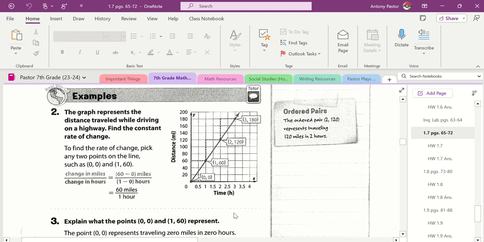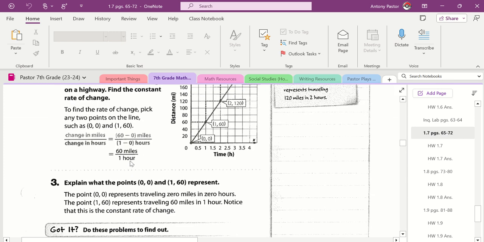Now we're using a graph to represent the distance traveled while driving on a highway. Find the constant rate of change. So here we've got 1 hour going 60 miles, 2 hours going 120, 3 hours going 180. So we're going to find the constant rate of change. To find the constant rate of change, pick any 2 points on the line, such as 0, 0, and 1, 60. So we had 0, 0, which meant they didn't do anything, and 1, 60 is 1 hour, or 60 miles that they travel. So they're traveling 60 miles per hour, which is what they said here.